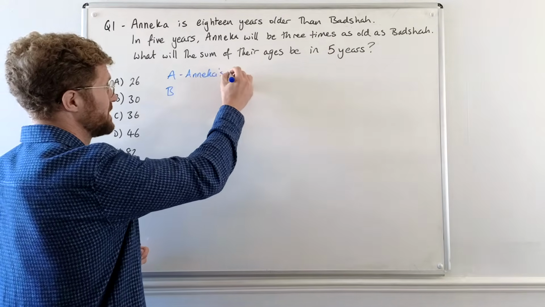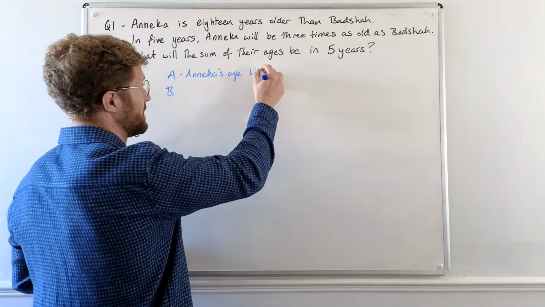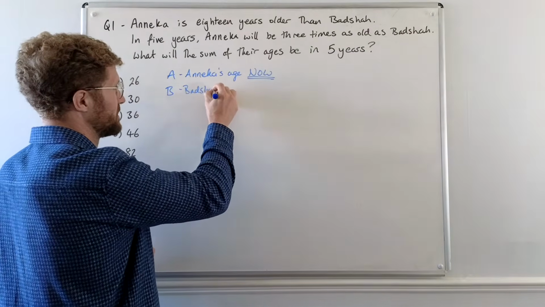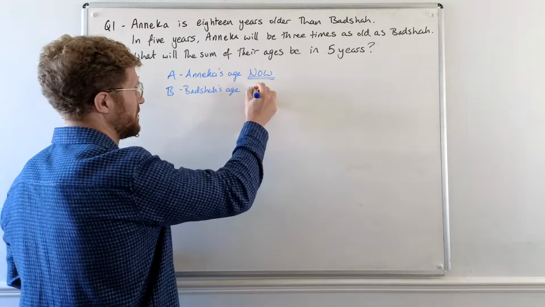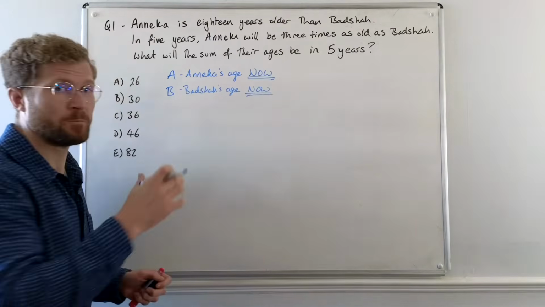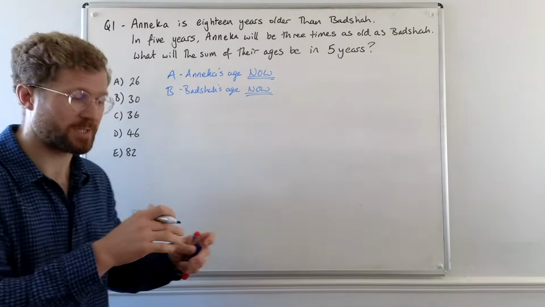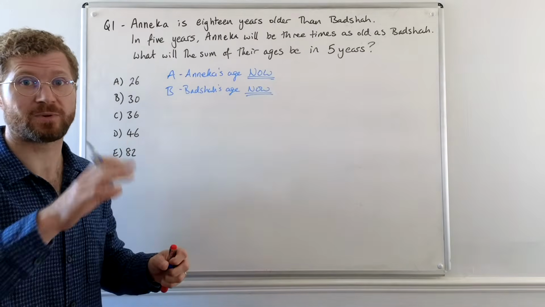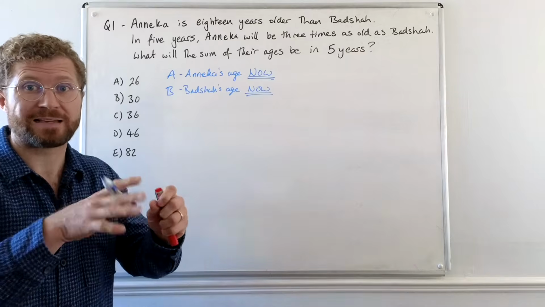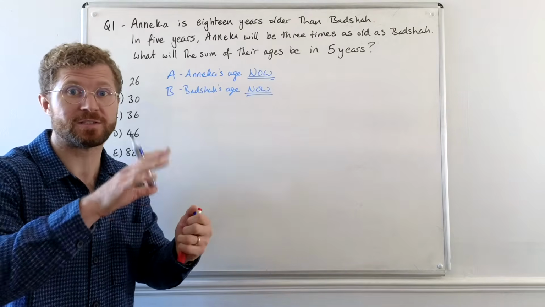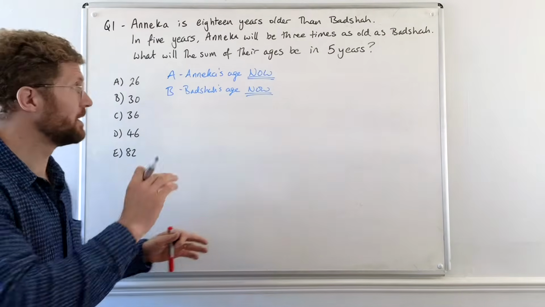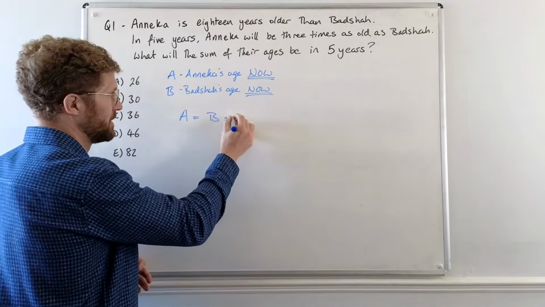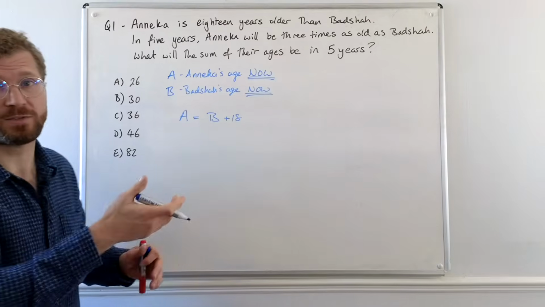It's not just Annika's age. I'm going to talk about Annika's age now, and B is going to be Badger's age now. Now that's going to make a difference as we move through this question. So if we take a look at the first line of the question here, Annika is 18 years older than Badger, that's talking about the difference in their ages right now, in the current day, and we can use A and B here to say, well, A is just equal to B plus 18. Annika is 18 years older than Badger.